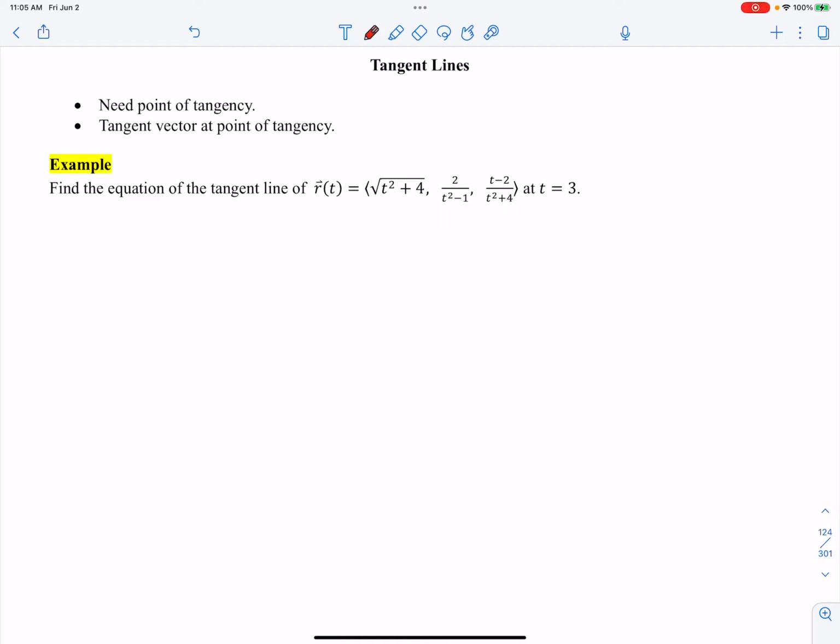This video will continue our discussion of derivatives of vector valued functions by thinking about tangent lines and deriving a few. Okay, so the thing that we need for a tangent line, and it's the same things that we need, a point, so point of tangency, and then we need a directional vector. The directional vector in this case would be our tangent vector. So those are the two things we need. So let's go ahead and find the point of tangency.